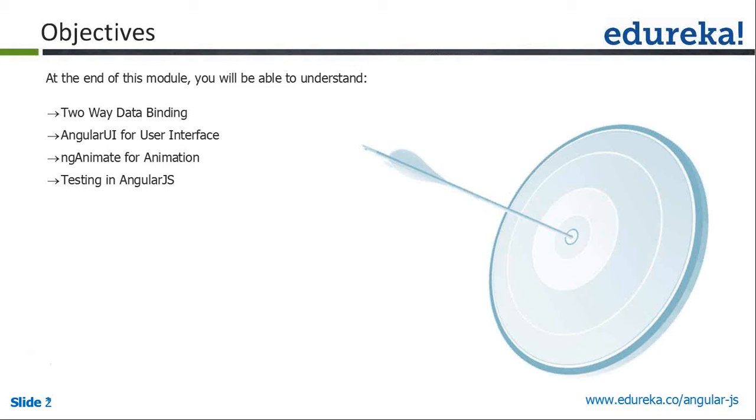Then next we will discuss animations. Whatever application we build, it should look good, so we have to give some cool transitions and other effects, which we will build through the ngAnimate module. We will discuss that also. The last one is unit testing in AngularJS. This is the objective of today's session.